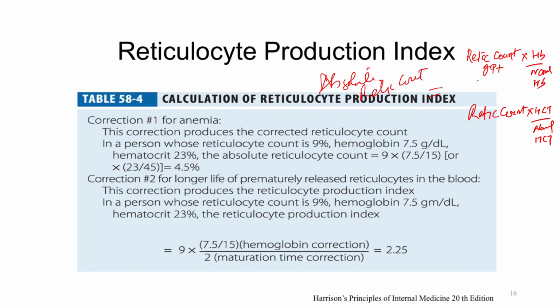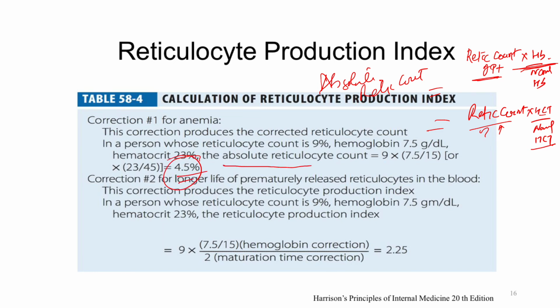So the absolute reticulocyte count is the reticulocyte count of the patient multiplied by the hemoglobin of the patient, divided by the normal hemoglobin of that sex or that age as per their normal values. Similarly, if we know only the hematocrit and reti count, then again the absolute reticulocyte count will be the reticulocyte count of the patient times hematocrit, divided by the normal hematocrit of that age and sex.